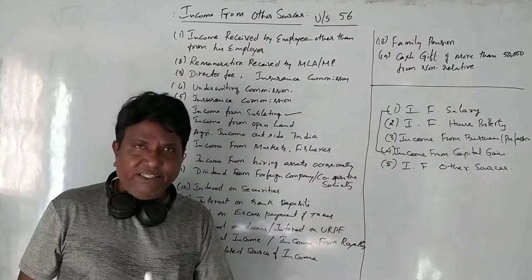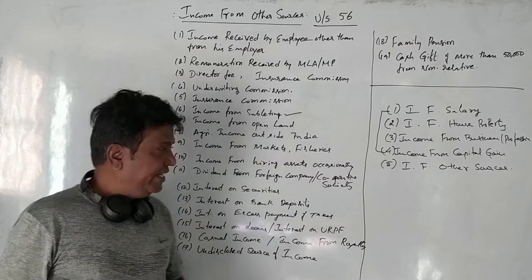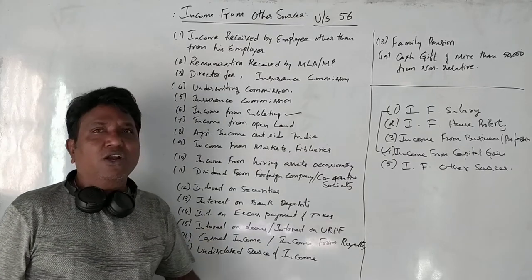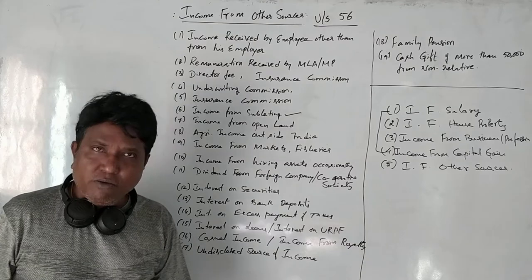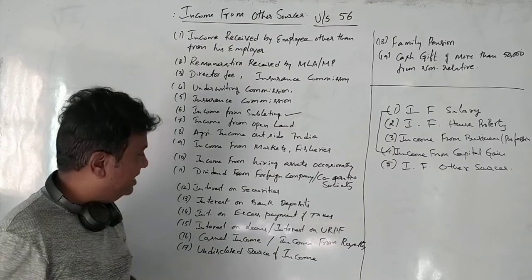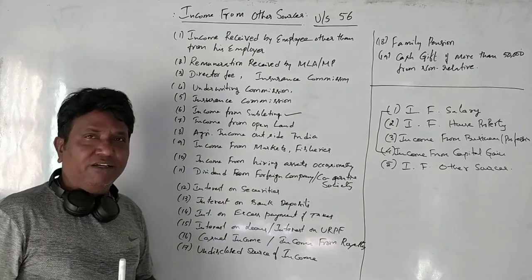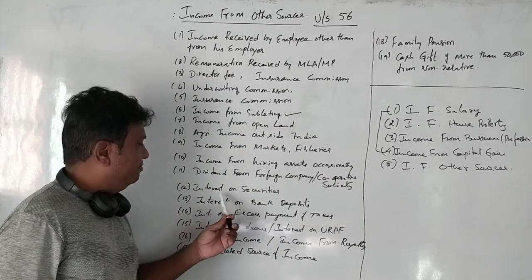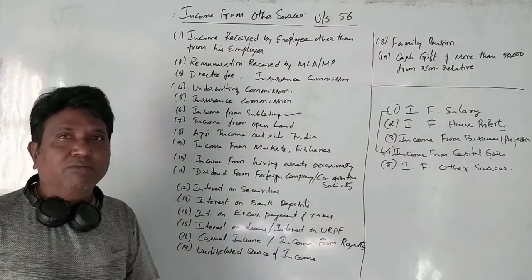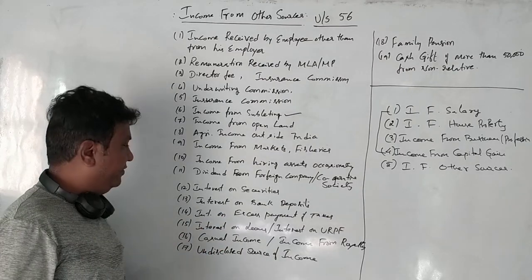Next is interest on securities. If you have purchased any bonds, debentures, government bonds, or non-government bonds, and you receive any interest on such securities, it is taxable under the head income from other sources. We do not have many things to discuss about interest on securities. I'll come to it in the next video.